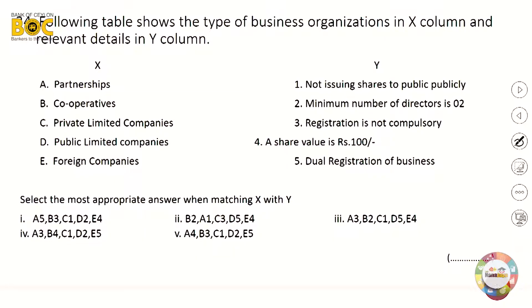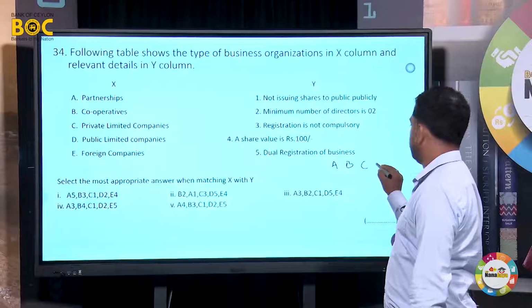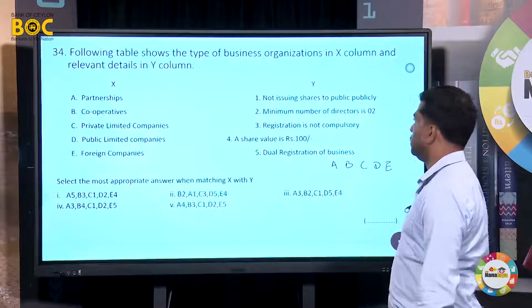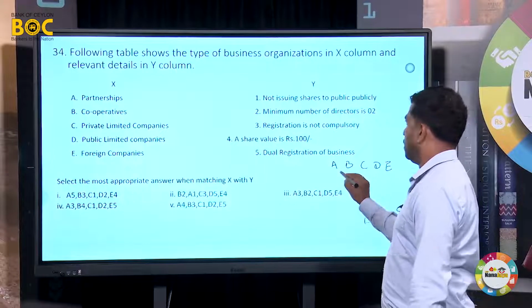Question number 34. Following table shows the types of business organizations in X column and relevant details in Y column. We have to match the correct explanation with the business organization type. Partnership. Registration is not compulsory. Three, 4A.